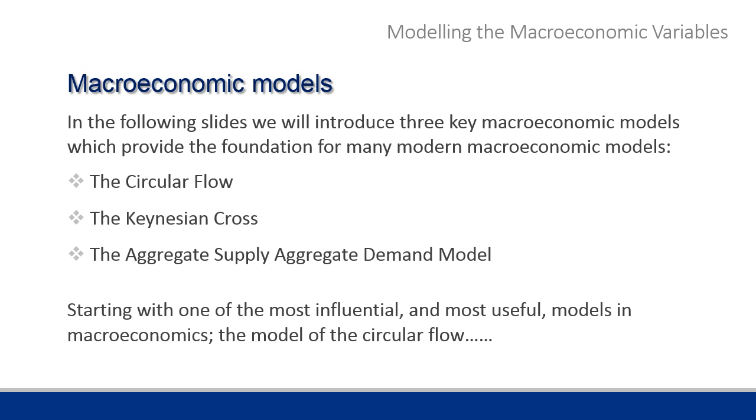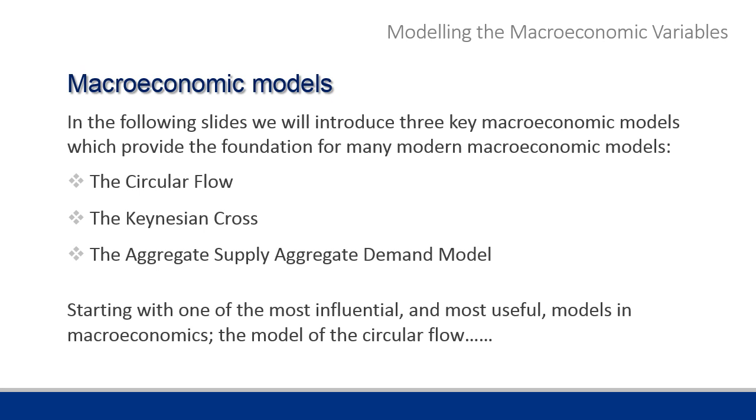We'll now go on to introduce three key macroeconomic models. Even the most modern macroeconomic models have these as their baseline. Look at the circular flow, which is a flow type model, the Keynesian cross, which came from Keynes' General Theory, and the aggregate supply, aggregate demand model, which we will do in detail for lecture 7.